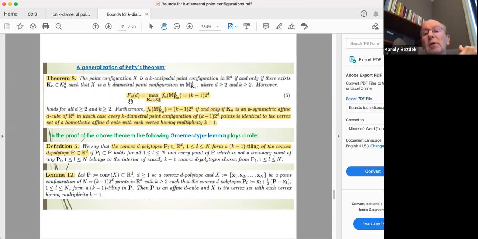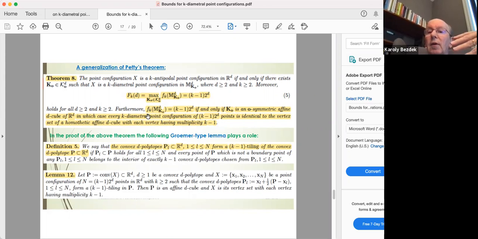Moreover, we actually know the maximum, the largest number n of endpoints with the property that there exists a k-antipodal configuration in R^d. Namely, the largest number is (k minus 1) times 2 to the d.